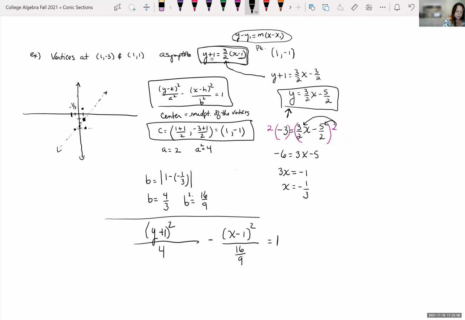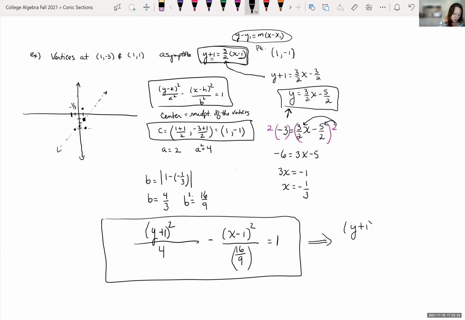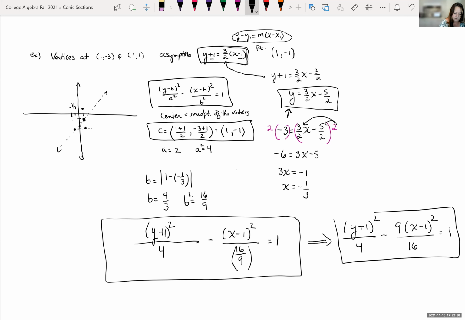To me, this is standard form. If you don't like the complex fraction, we can invert multiply by this 16/9. So another way we could write this is y plus 1 quantity squared all over 4 minus 9 times the quantity x minus 1 quantity squared all over 16 equals 1. Okay, so we got now the equation of that hyperbola given that information.